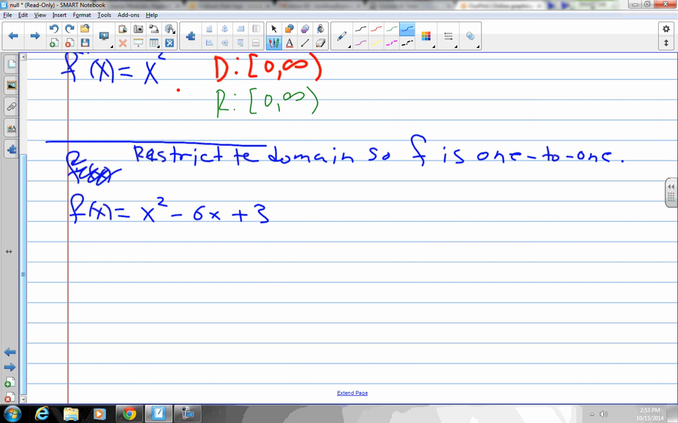Remember how to find the vertex? For the vertex, you just do negative b over 2a. So it's the negative of negative 6, over 2, so 3. This parabola is symmetric around x equals 3. So the restricted domain here would be everything from 3 to infinity. On that interval, the function will be invertible. Does that make sense? I didn't even graph it. I don't know how high it is, but I know that the x coordinate is at 3, so that's the axis of symmetry.